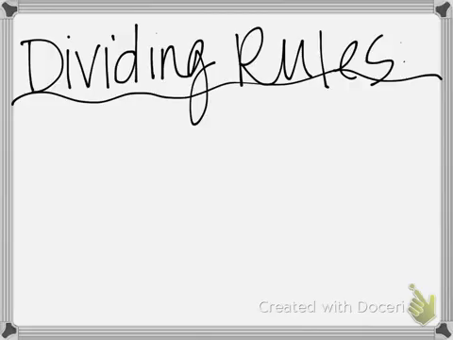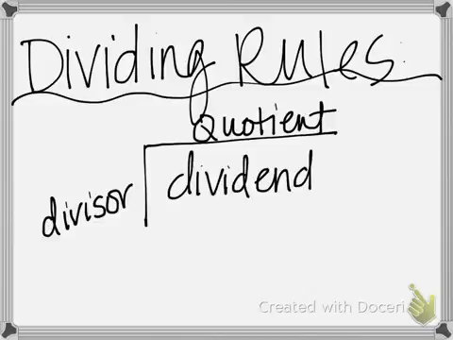Now let's take some notes on the dividing rules. Before we write down the rules, it's important to know the vocabulary of regular division problems. The number inside the house is the dividend, and it's divided by the divisor. And your answer is a quotient.